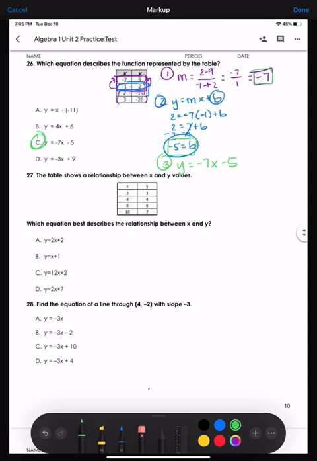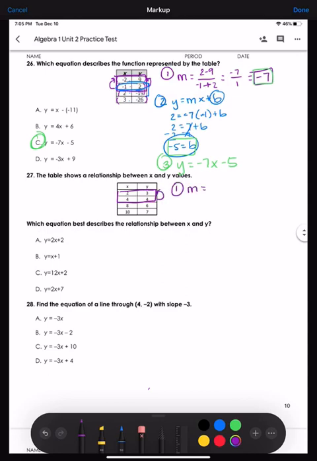All right, the next one is the same situation. I have a table, and it says the table shows a relationship between x and y values. Which equation best describes the relationship between x and y? So I'm really going to follow the same steps. I'm going to pick a couple points. I'll pick these two. First, I'm going to find the slope.